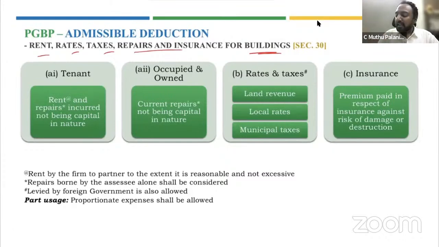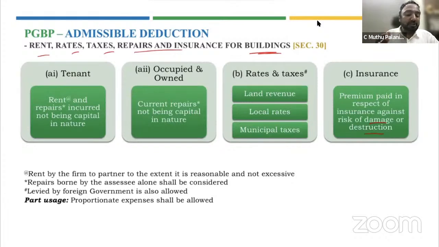And finally, insurance. Insurance is a very simple thing. Insurance can be only for damage or destruction. Whatever premium is paid for insurance for damage or destruction is allowed. So these are the 4 components. The first 2 are revenue expenditure as a tenant and as an owner. And the next 2 are rates and taxes and insurance.